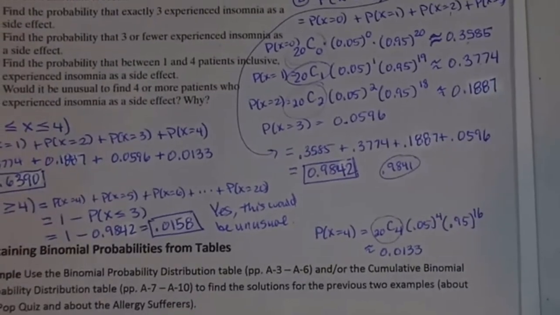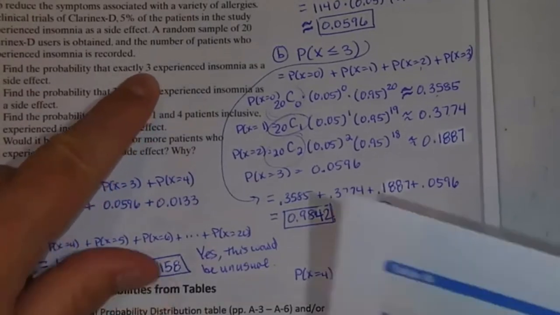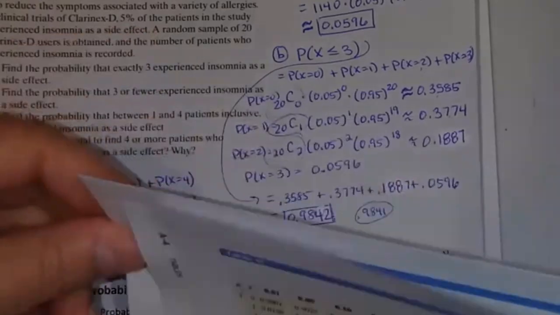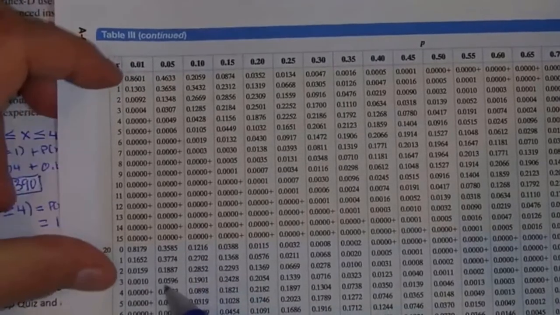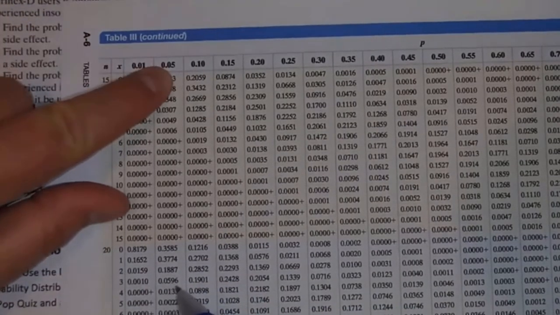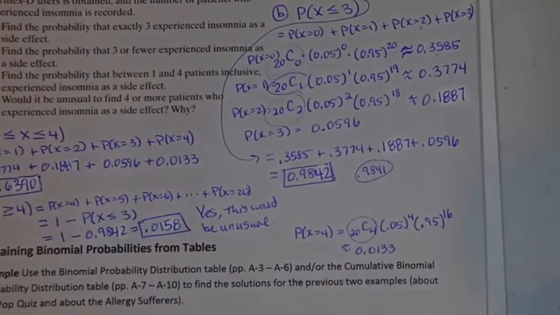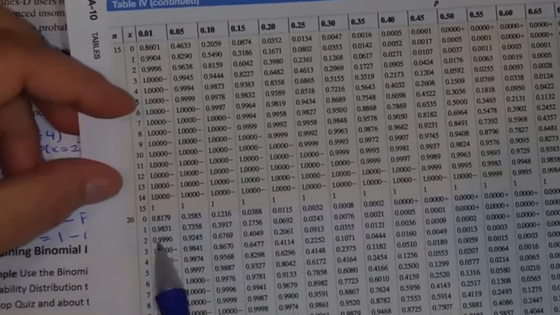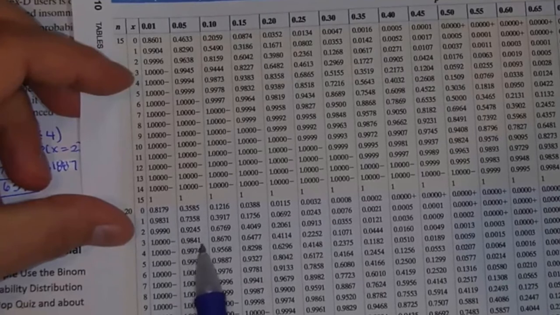So for the allergy sufferers problem, part A, if I have 20 trials and I'm looking for exactly 3 successes, all I do is go to the regular table, not the cumulative table, 20 trials, 3 successes where P is 0.05, and I get 0.0596. There's that probability. If I want the probability of 3 or fewer successes, then I go to the cumulative table, where there are 20 trials, 0.05 is the probability of success, and I go down to 3 or fewer, and that's 0.9841.